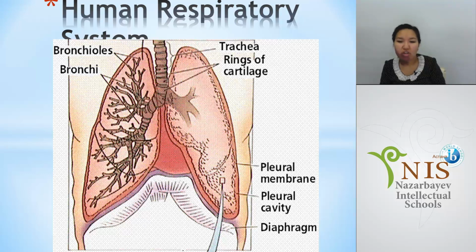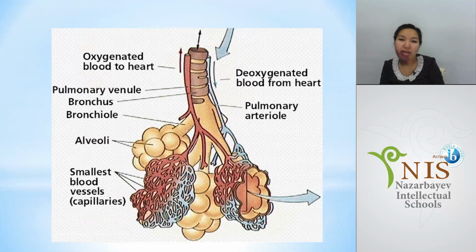You can see the structure of the lung, pleural membrane, pleural cavity, and diaphragm. These are the main important organs in the respiratory system. There are some pictures of how diffusion works. First of all, there are alveoli surrounded by capillaries, small blood vessels, and these capillaries give carbon dioxide and get oxygen by red blood cells, or by hemoglobin, which is inside the red blood cells.